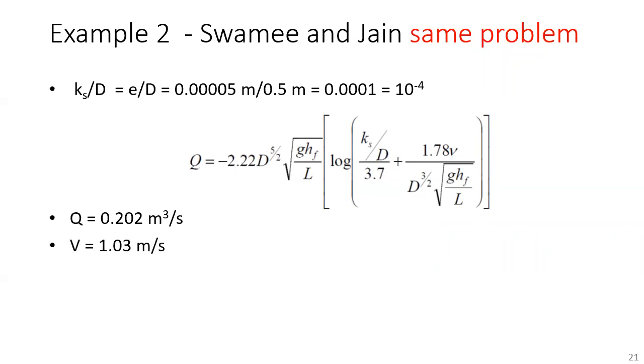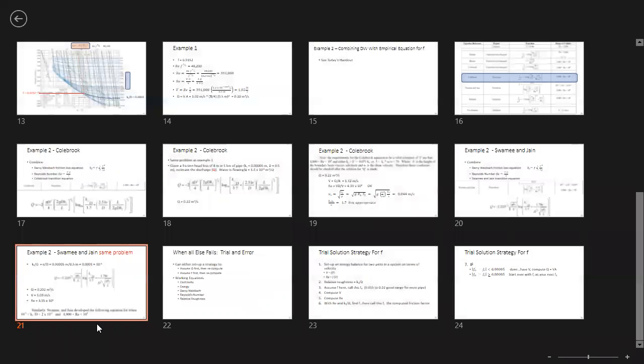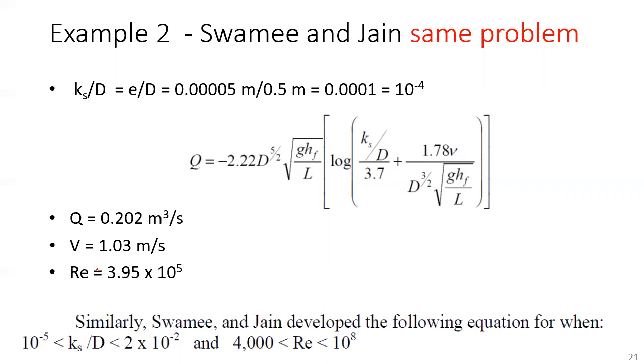So with this discharge, we get a velocity and we get a Reynolds number. And these answers are very similar to the first method we used. From your handout from today, you can see that there is a criteria range for the relative roughness, and there's a criteria range for the Reynolds number. So we're just going to check those now.